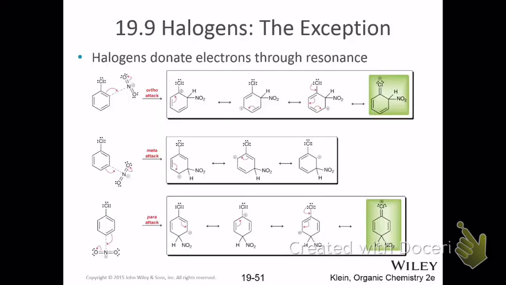Okay. Halogens are the exception, of course. We already talked about that. I introduced that idea. Halogens are the exception because you can generate another resonance structure with the halogens. That's enough stabilization in that ortho and para position to make ortho and para faster than meta, even though it's slower overall than benzene.